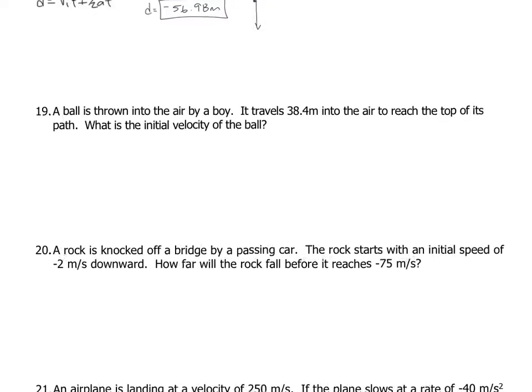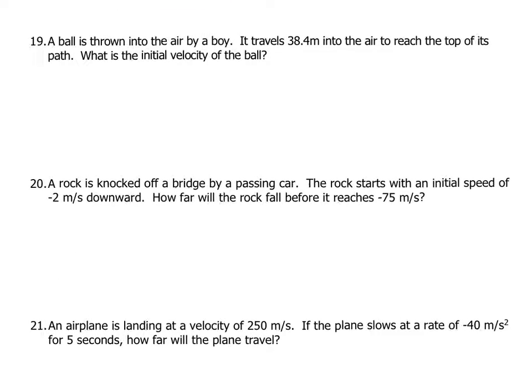Okay, let's move down. Number 19. It says a ball is thrown into the air by a boy. It travels 38.4 meters into the air to reach the top of its path. What is the initial velocity of the ball? I'm going to draw the path of the ball to help you visualize what's going on. There's your ball. It's going up into the air, reaching its highest point and then coming back down.